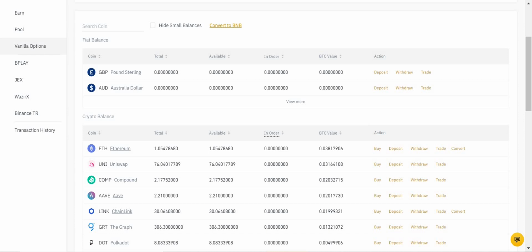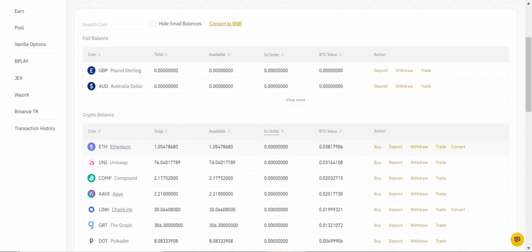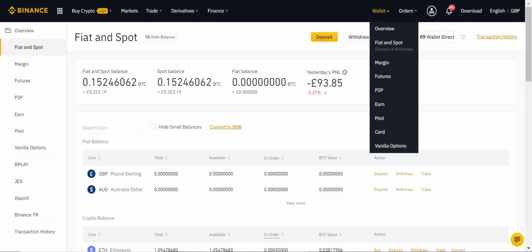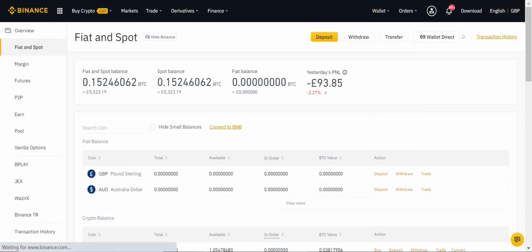So here I have my Ethereum in my Binance wallet. Now, if I were just doing it the normal way, I would go to wallet. I would then go to earn.